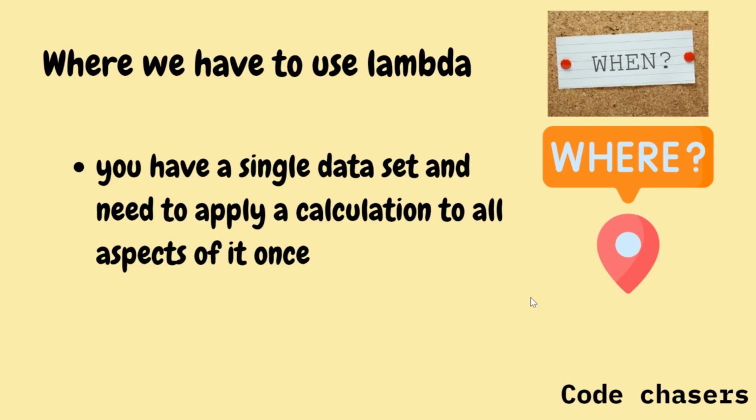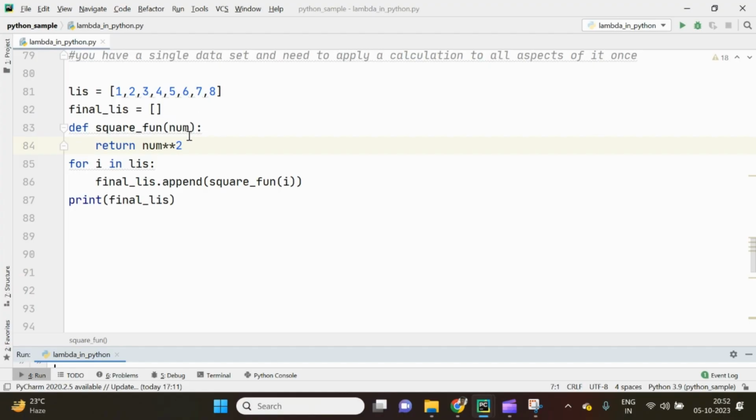We have also seen a point on where we have to use lambda: when you have a list, when you have a single data set and need to apply a calculation to all elements of it at once. Here, to explain this point, I am taking an example of a list. My requirement is that I need to apply a particular operation on each and every element of the list. So in the traditional approach, we can define a function, and upon iterating the list, we can apply this function on each and every element of that particular list, and we can add it to the final list.